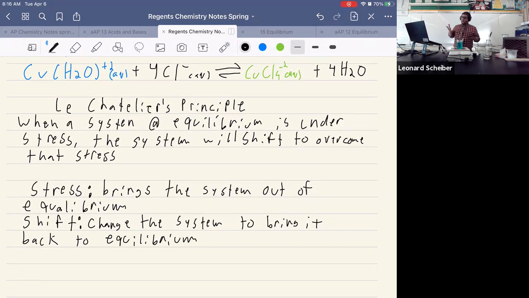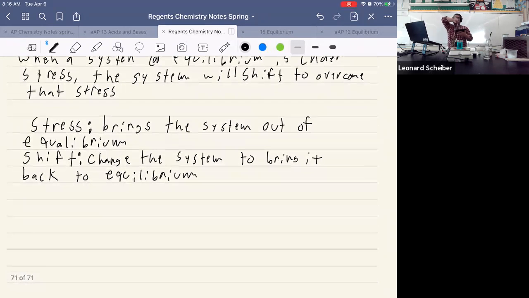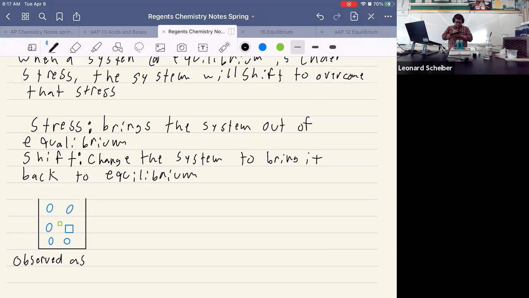And color change is a great example. Let's say we have a beaker. Inside the beaker, we have a whole bunch of blues and one green. On the macroscopic scale, this is going to be observed as blue, right? If you have one molecule of green and a billion moles of blue, it's going to be observed as blue. And vice versa.